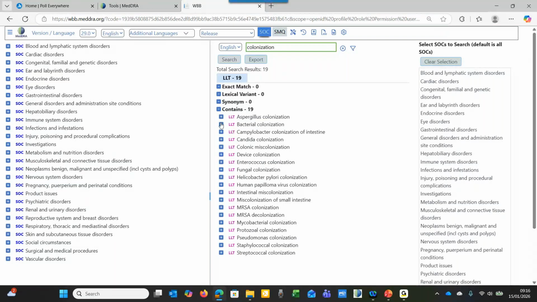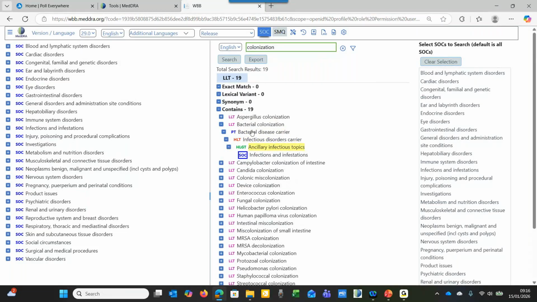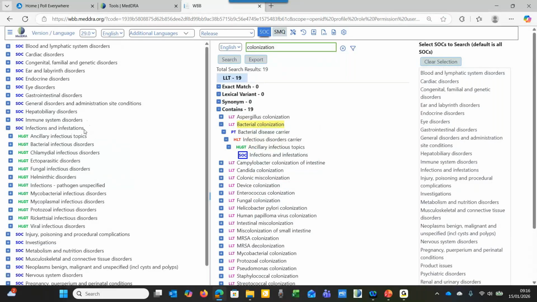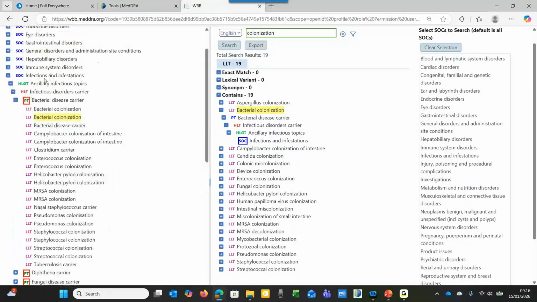The best of those is bacterial colonization, and it's a bacterial disease carrier at the PT level, infectious disorders carrier at the HLT. So this supports again the distinction between colonization and infection. And when you have colonization reported, it's always important not to assume an infection, but to go with a colonization, because look, MedDRA keeps them very separate there. They're in the infectious disorders carriers. They're carriers rather than being actually affected by the pathogen itself. So there we are. Bacterial colonization is a possibility.